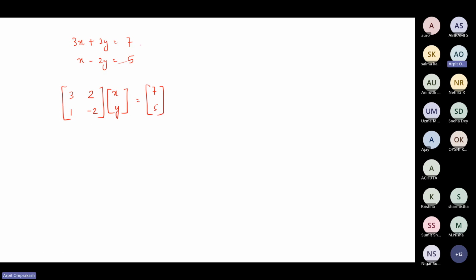So a system of linear equations, which is two or more linear equations, can be represented as a matrix multiplication problem, where this is called the coefficient matrix. The x y vector is called the variable vector, because it contains variables. And the last one is called the constant vector.